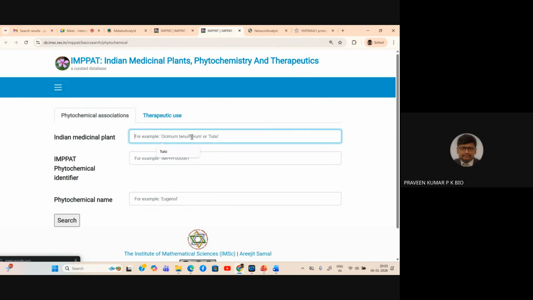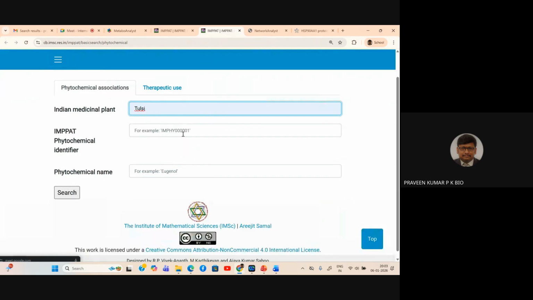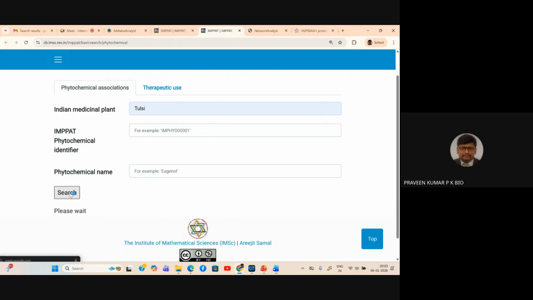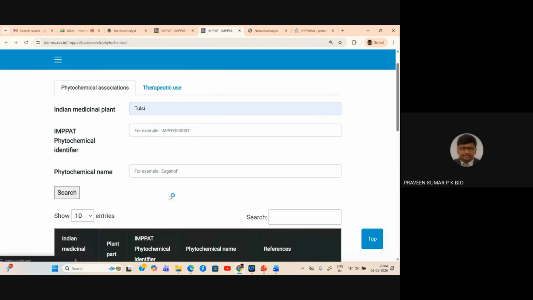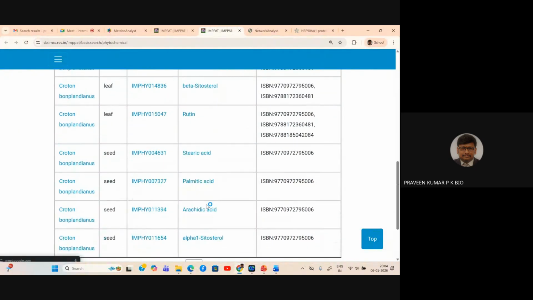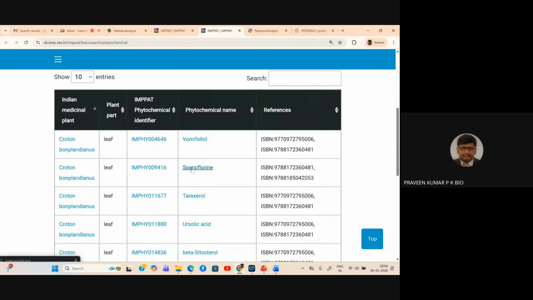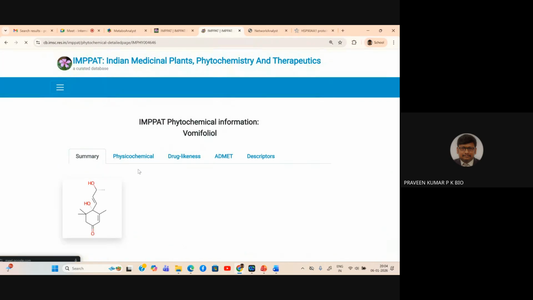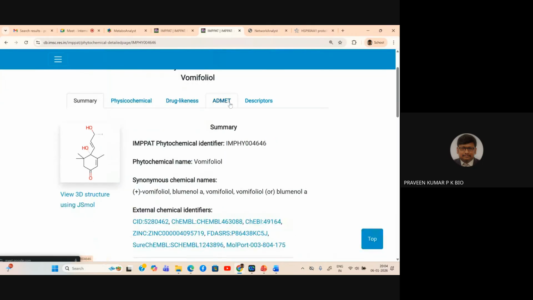For example, if you search for the Tulasi plant in the IMPACT database, if you know a particular compound you can type the compound, or just give a medicinal plant and search, and you get numerous compounds present in Tulasi. So omifoliol, sparsiflorin, these are the compounds present. If you want to go to a specific compound, you can go to the phytochemical compound identifier or name, and you can get more information related to drug likeness, ADMET.